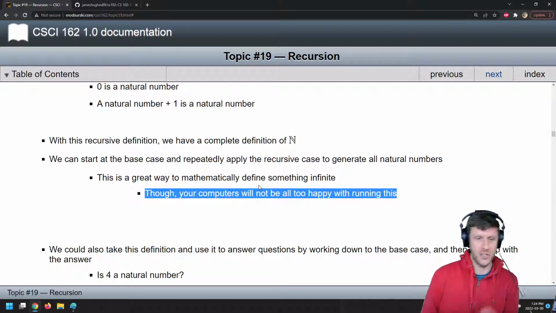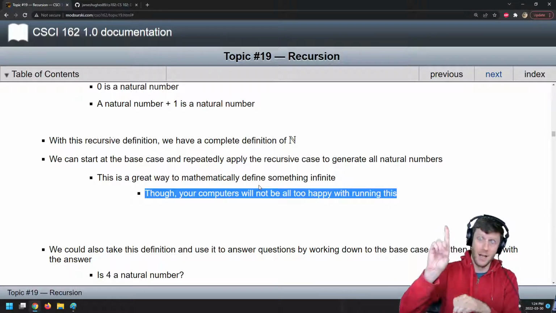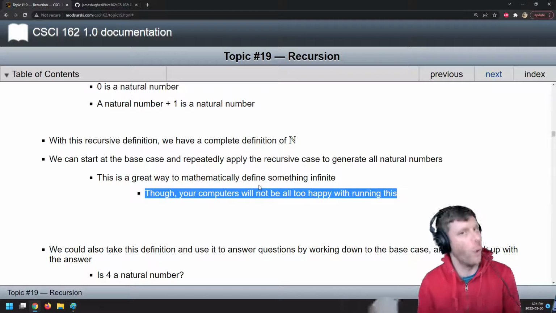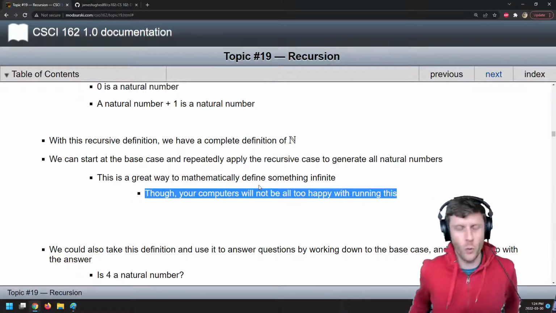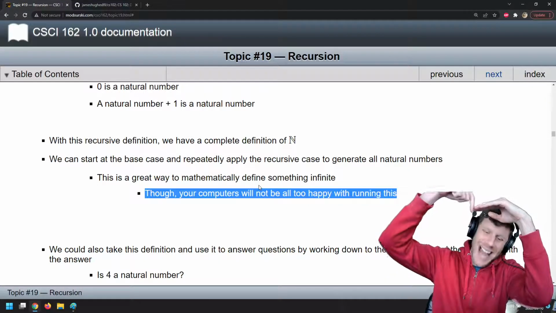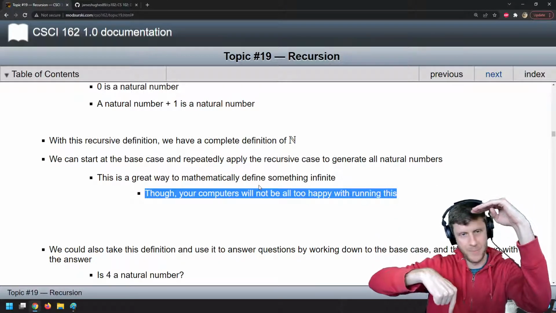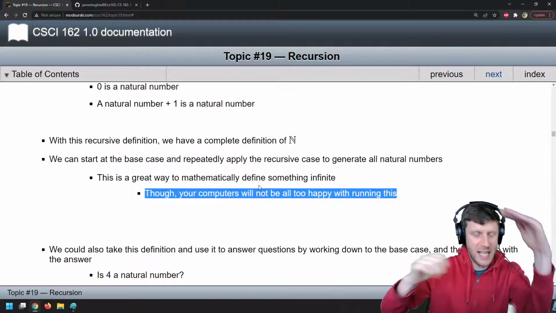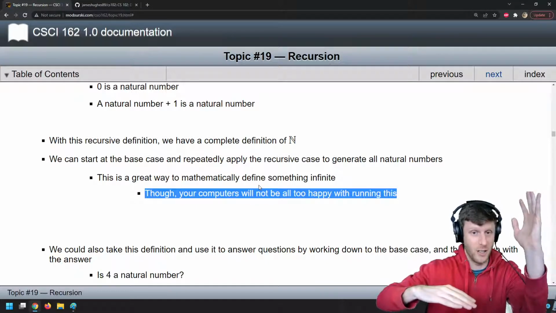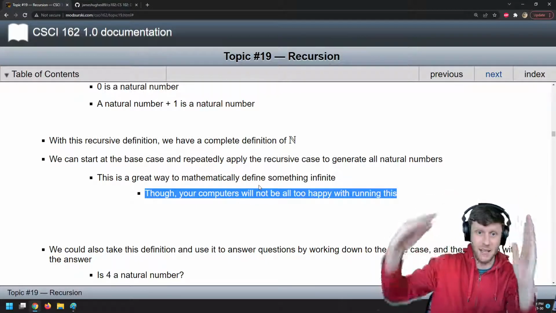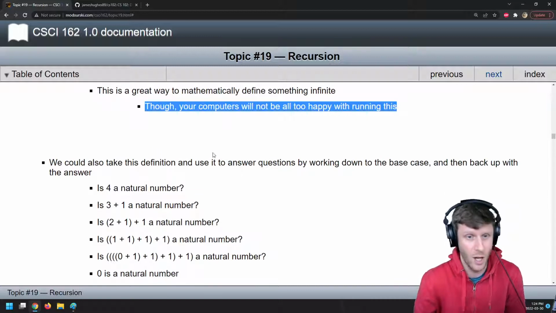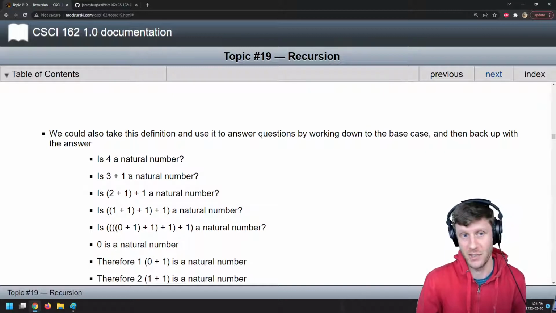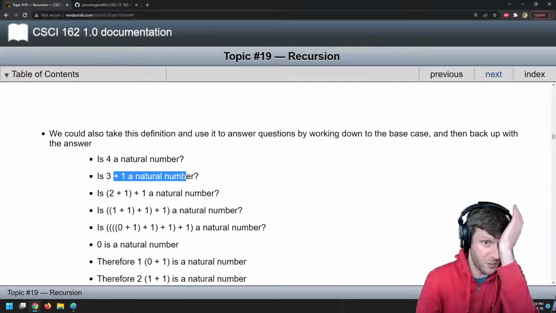So I talked about starting at the base case and going up. But sometimes we have a question like, well, is 4 a natural number? And so we are starting at the number 4 and we need to work down towards the base case to get an answer. And often when that happens, we get an answer to a subproblem, which allows us to answer a bigger problem, and a bigger problem to that, and so on. So if I ask, is 4 a natural number? Well, I can go down by saying, is 3 plus 1 a natural number? Because if 3 is a natural number, 3 plus 1 is a natural number.